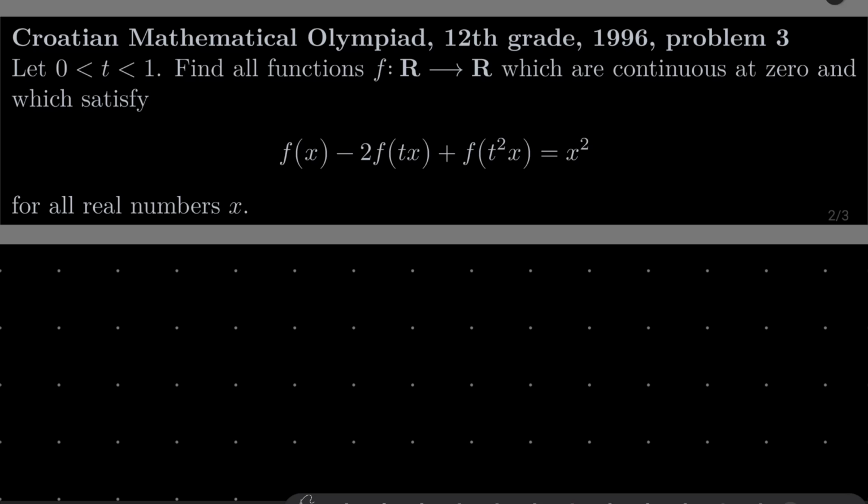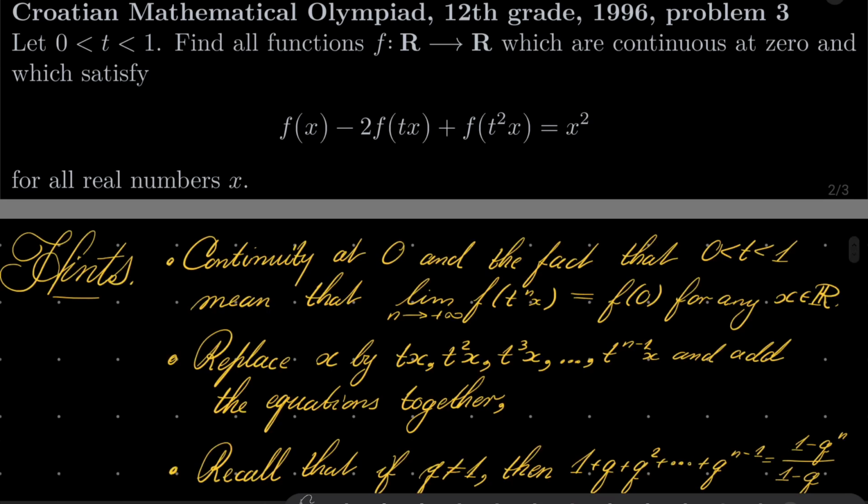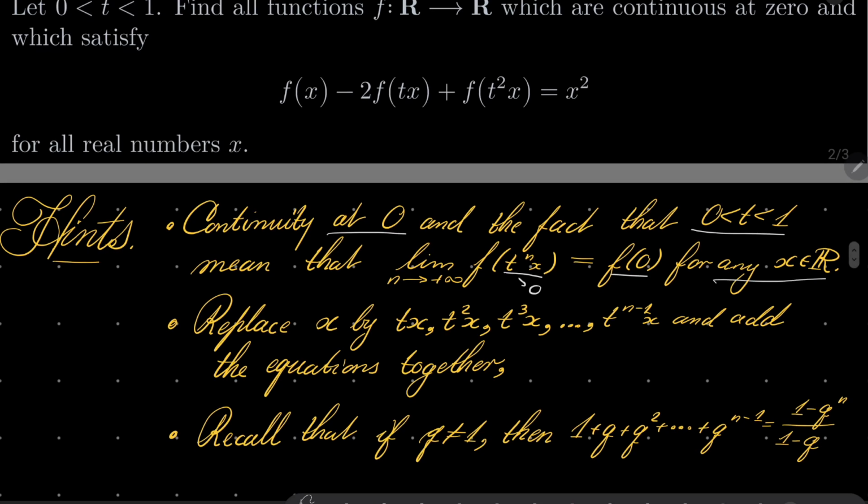So here are my hints for this problem. First, continuity at 0, and the fact that t is between 0 and 1, means that if we take the limit with higher and higher powers of t times x, this argument tends to 0, so by continuity we get f of 0. We can take our limit inside for any real number x.